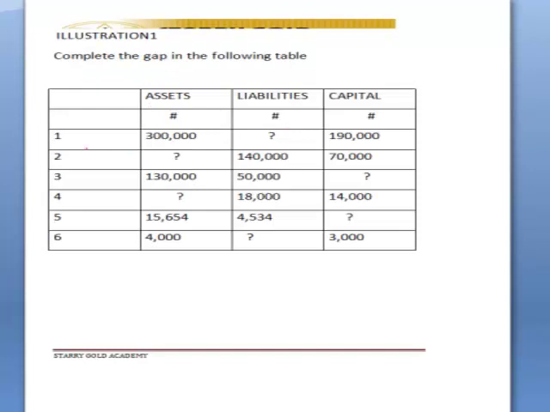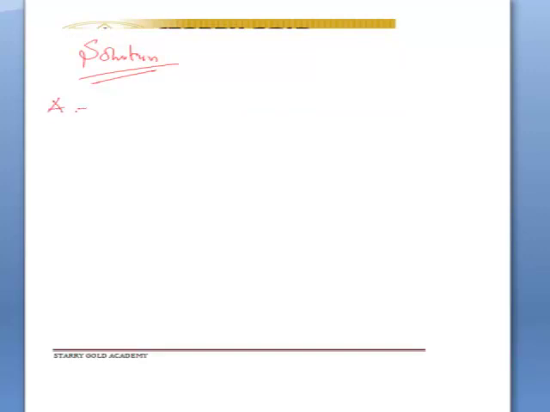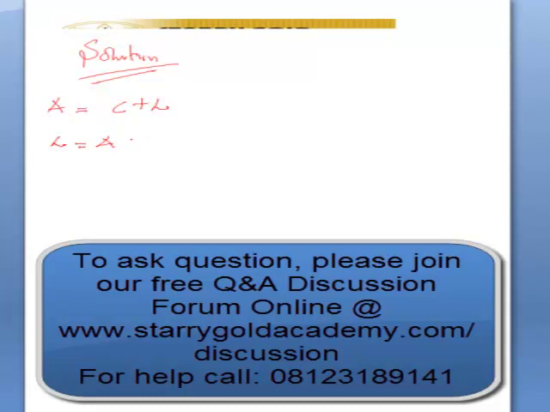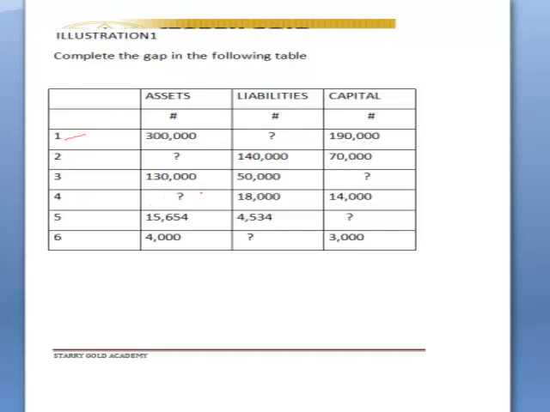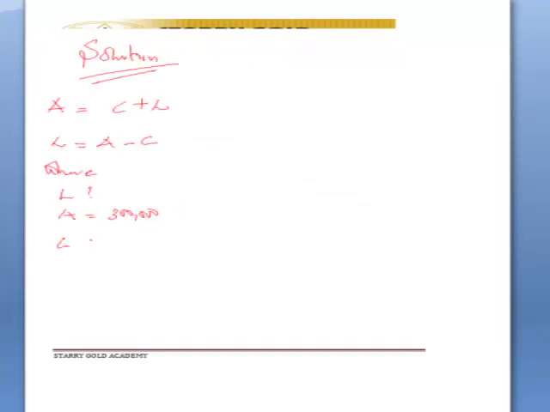Here in question number 1, we'll be looking at liabilities. The rule is that at any point in time, the asset of the business must be equal to the summation of capital and liability. So if we are looking at liability, our equation will change to L equals A minus C, subject of formula. Where L is what we are looking for, A is 300,000 and C is 190,000.